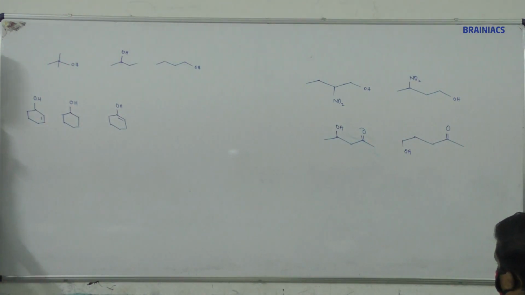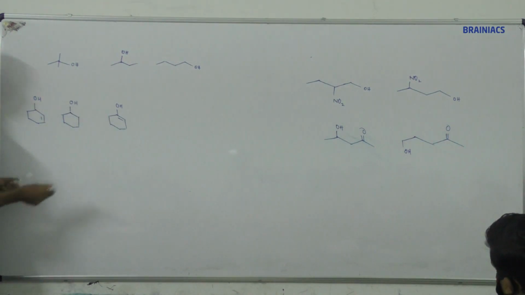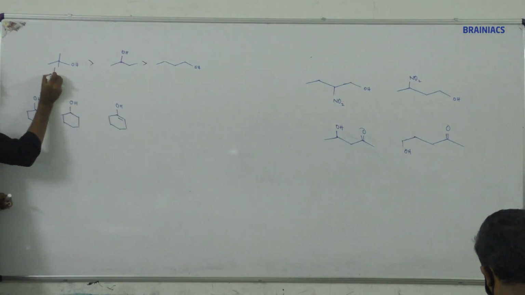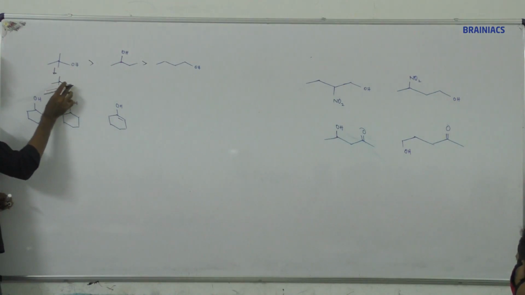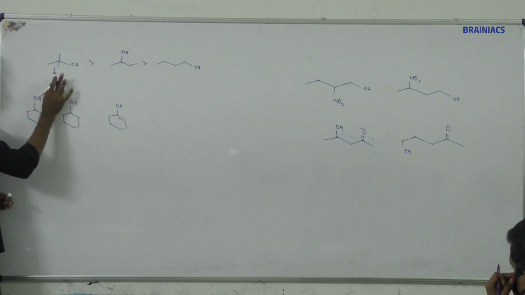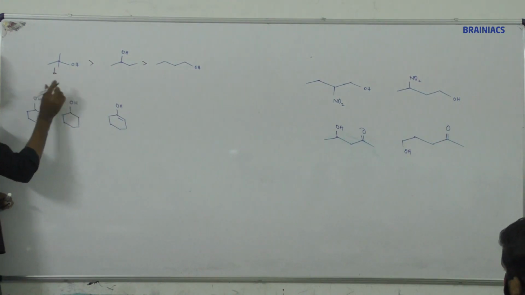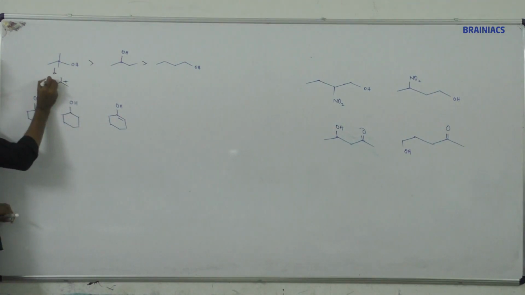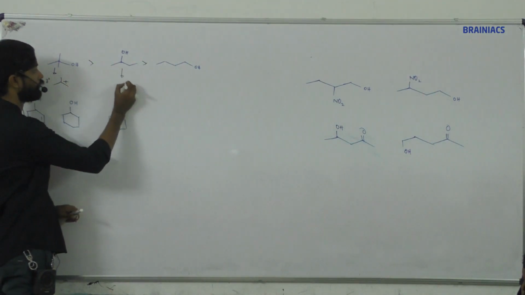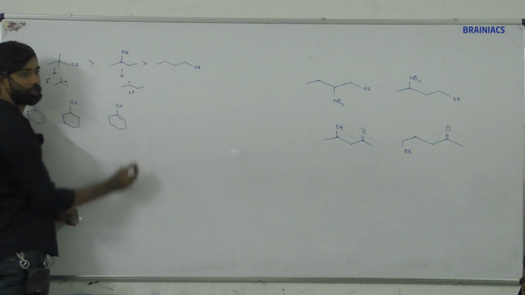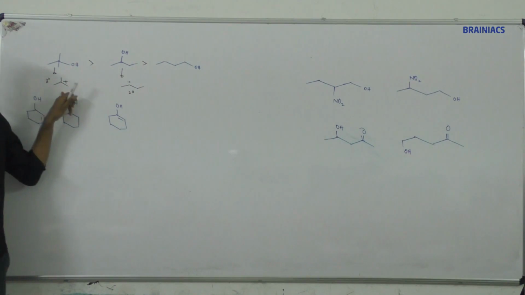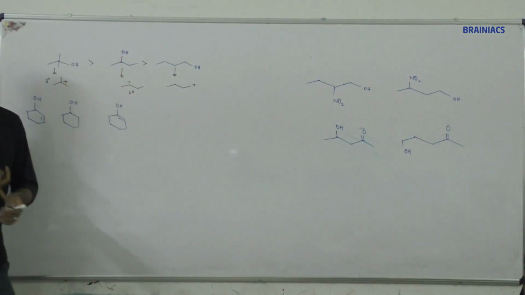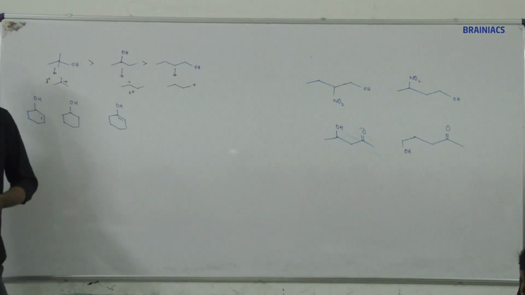What about the first set? The dehydration easiness will be like this. Here the formed carbocation is tertiary butyl, right? Agreed. The formed carbocation is tertiary, stable. Here it is secondary, not as stable as this. Here it is primary. Okay, so this is the order on the basis of the stability of the carbocation formed.